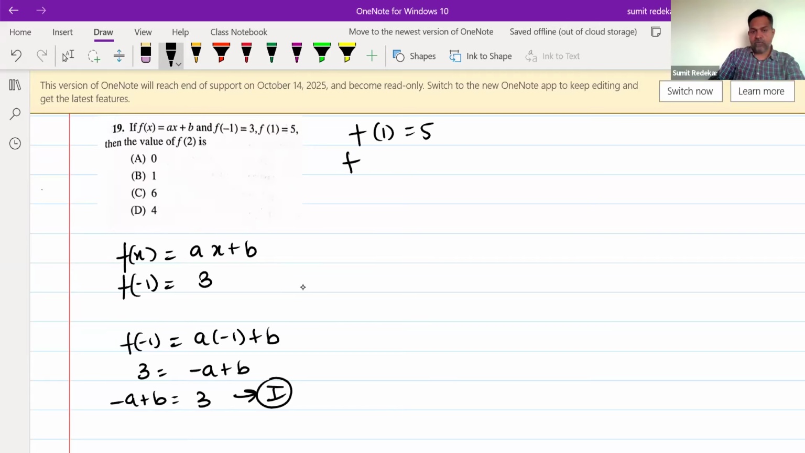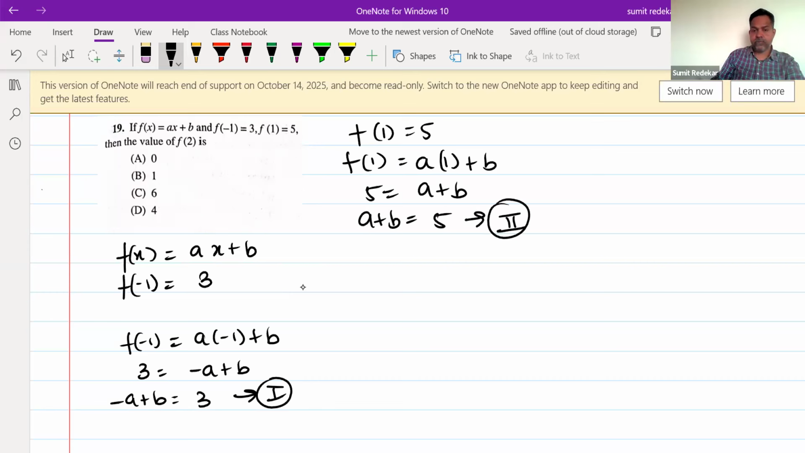So can I say f of 1 is a into 1 plus b, but f of 1 is 5. 5 is a plus b. a plus b is 5. This is equation number 2. I know that a plus b is 5, my equation number 2. I know that minus a plus b is 3. This is equation number 1. When I solve them, I don't need to change signs because the signs of a are already opposite, so it will directly cancel.